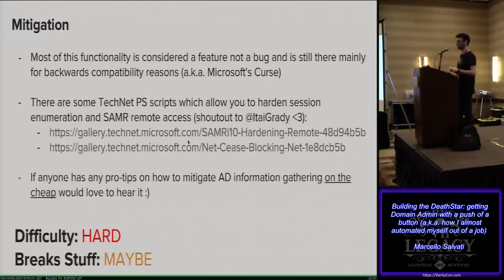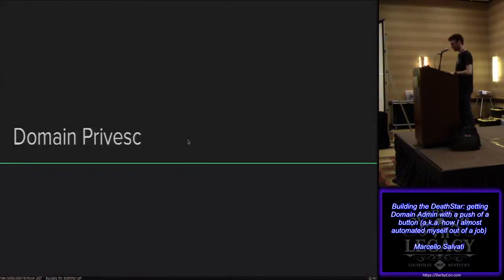I preferably want something that Microsoft provides, even if it's a third-party Microsoft tool, but I do not believe in flashy blinky boxes. So if you have something on the cheap that cuts down on this information that an attacker can gather, let me know. Difficulty: hard, because it's pretty hard to cut down on this information, and it could break stuff if you try to mess around with Active Directory objects and permissions to cut down the information that people can gather there. It can break stuff, so that's just something to keep in mind.